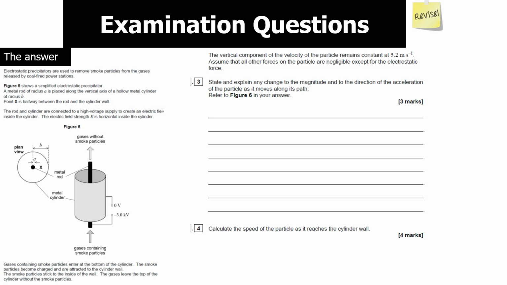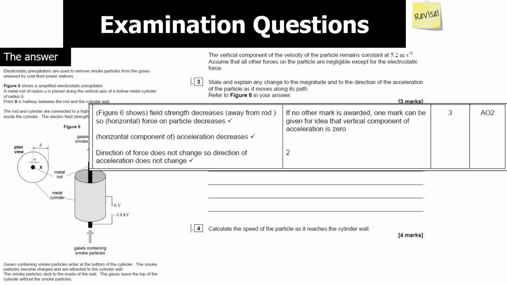Well, it's asking about the change of the magnitude and the direction of the acceleration of the particle as it moves along the path. So when you're looking at figure 6, which was the graph, you've got to consider the electric field strength. Now we've just looked at an equation which said F equals EQ. From the graph you'll have noticed that E decreases in size, because it's most likely a radial field. So if E is decreasing in size, then the resultant force is decreasing in size, and a resultant force causes acceleration, so the magnitude of the acceleration decreases.